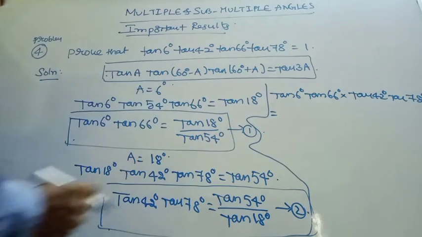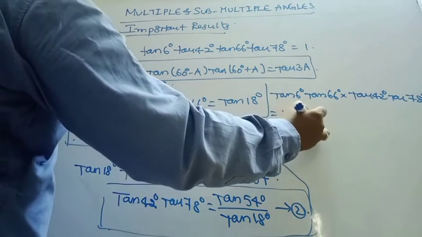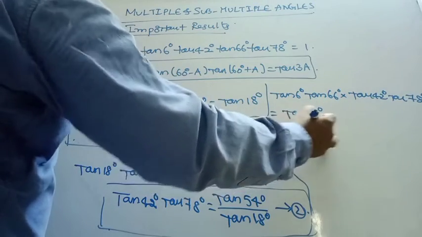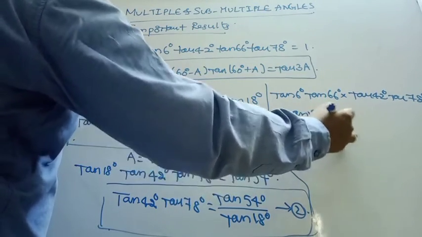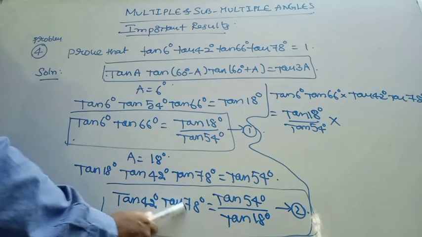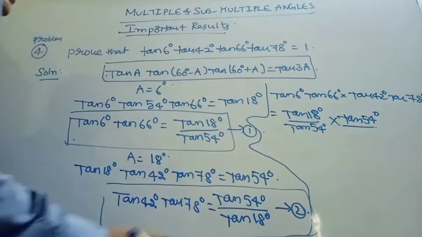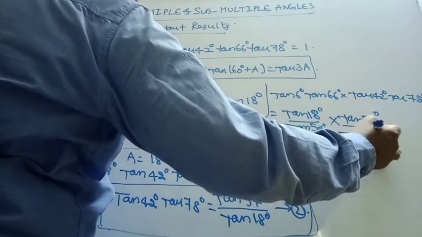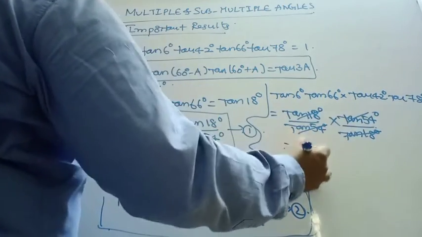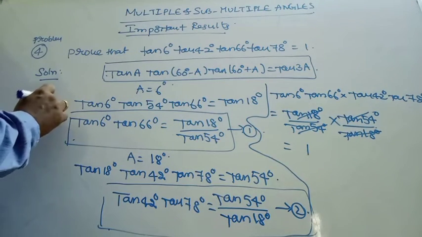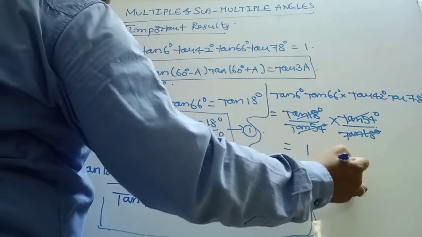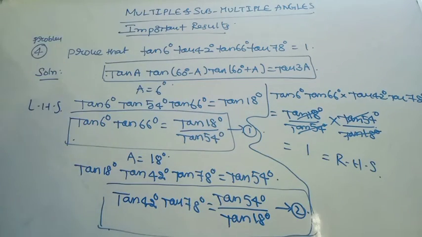Now this is equal to tan 6 into tan 66 degrees, which we got as tan 18 degrees divided by tan 54 degrees, into tan 42 into tan 78, which we got as tan 54 degrees divided by tan 18 degrees. Now tan 18, tan 18, tan 54, tan 54 cancel, and you have got 1. You took the left hand side and arrived at the right hand side. See how beautifully you applied this result in the necessary situation, in that flexible way. This way we will be doing this beautiful problem.